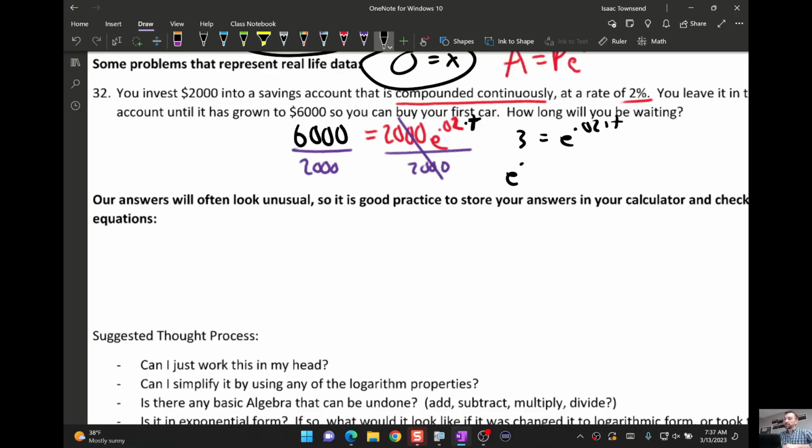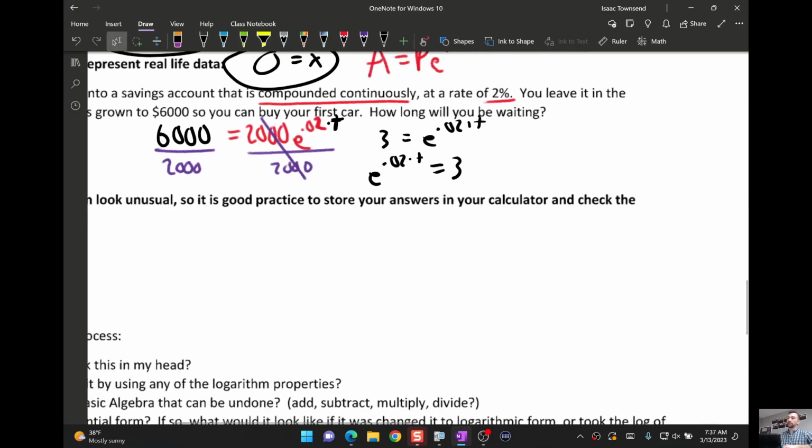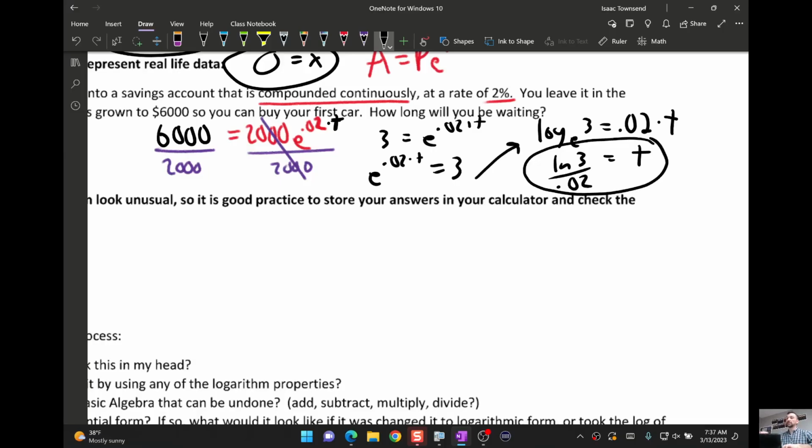You don't have to switch these two, but I think it helps you see that this is an exponential form, and this is what it would look like in logarithmic form. And then finally, just because you switch the forms doesn't mean you're done. You might still need to undo add, subtract, multiply, or divide. In this case, undo times. And then there's the exact amount of time.